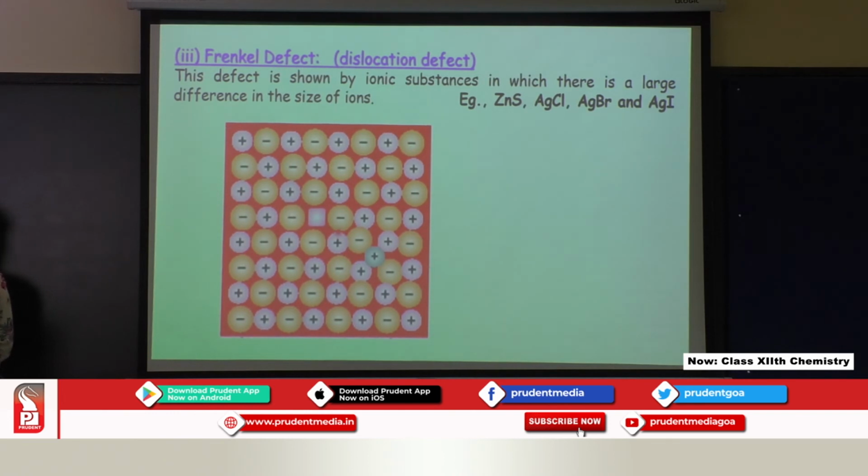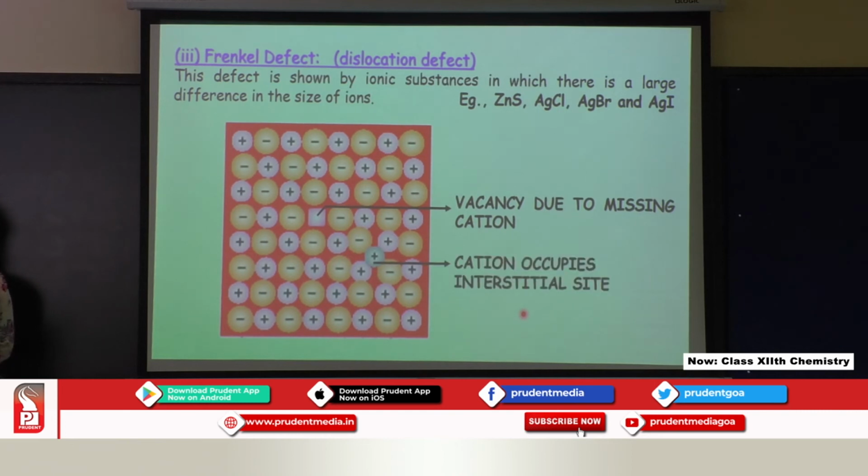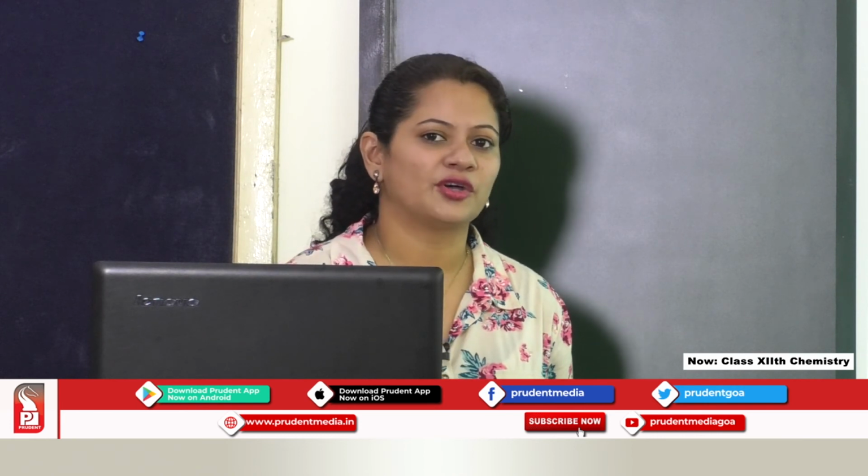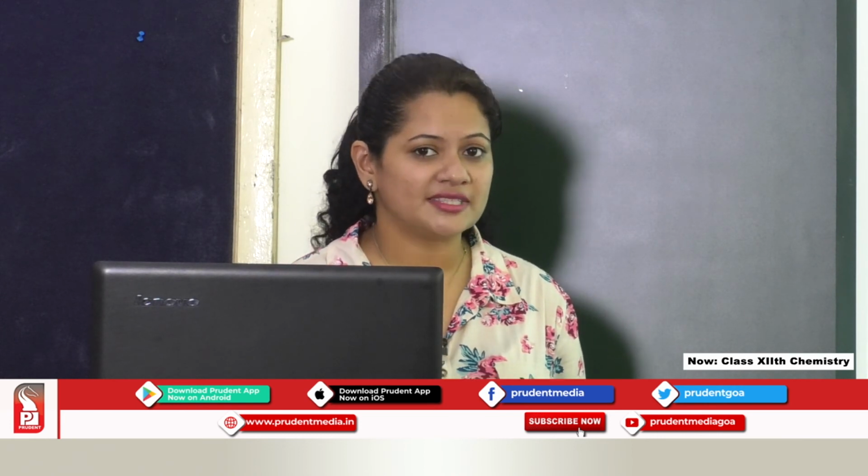But if you notice, there is one cation which has moved out from its original position and it occupies an interstitial site. We have here a vacancy due to missing cation, and the cation occupies an interstitial site. What do you think is the effect of this particular defect on the density of the crystal?